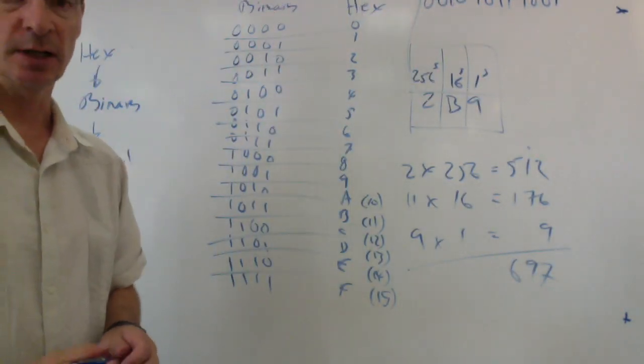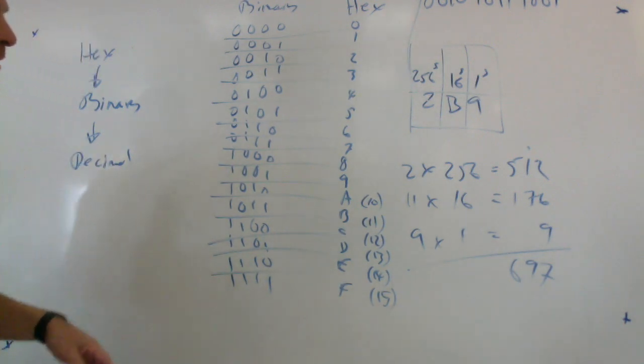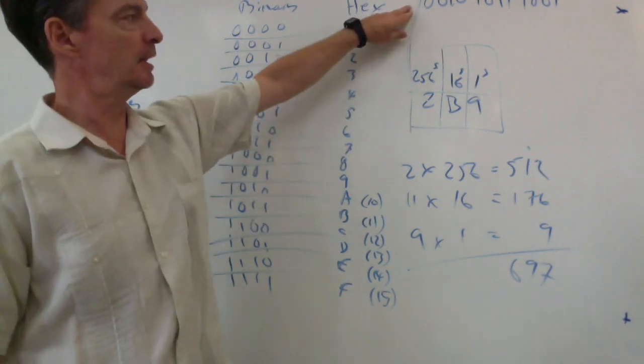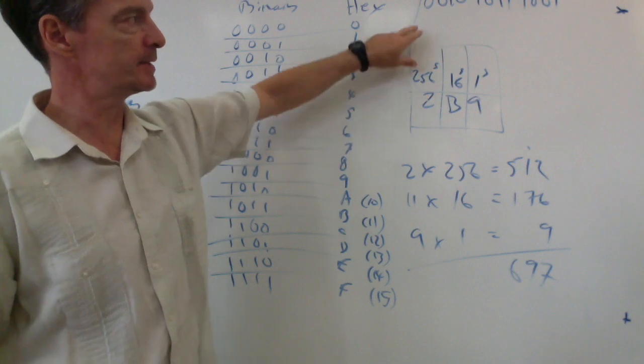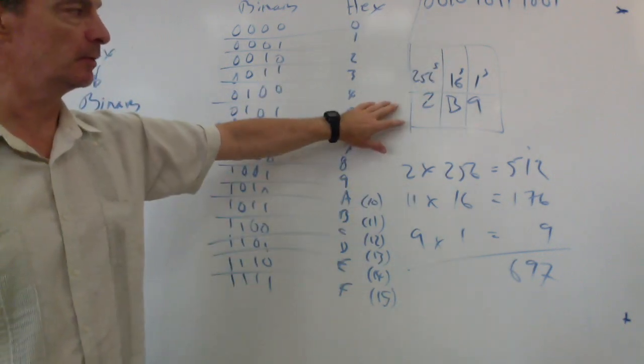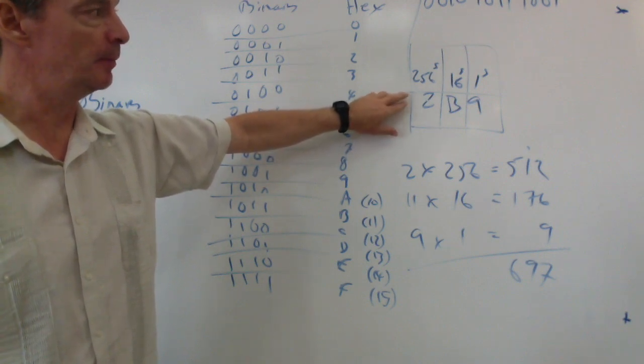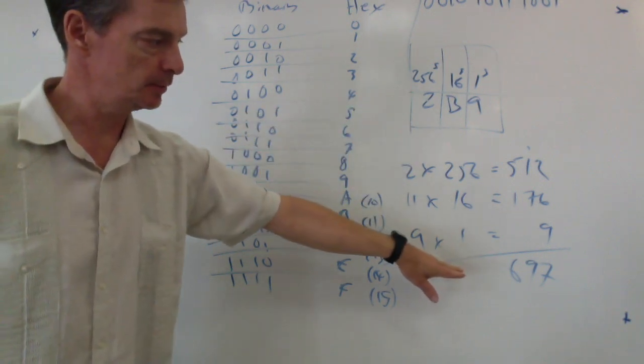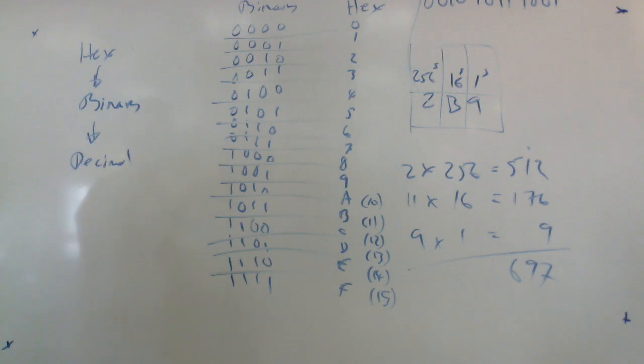Right, so I ended up doing a lot there all at once, but this is going one step from hexadecimal to binary, and also going one step from hexadecimal to decimal. The end.